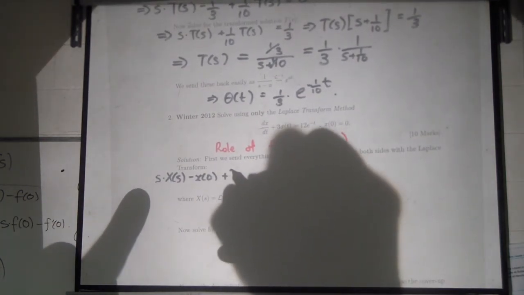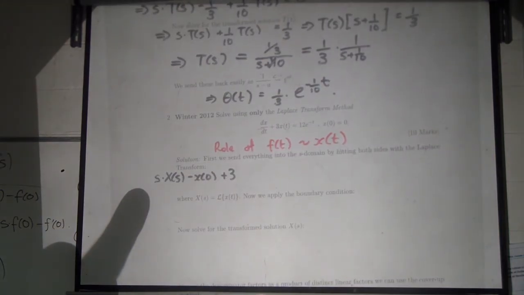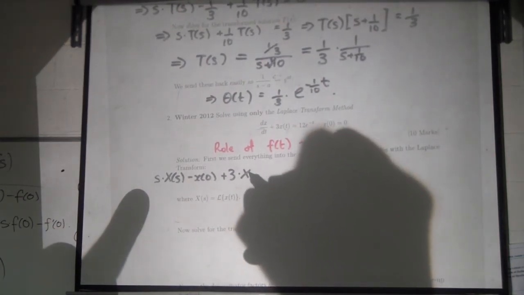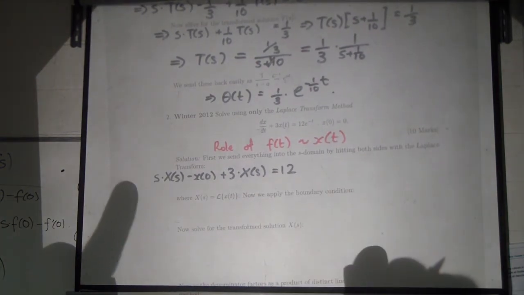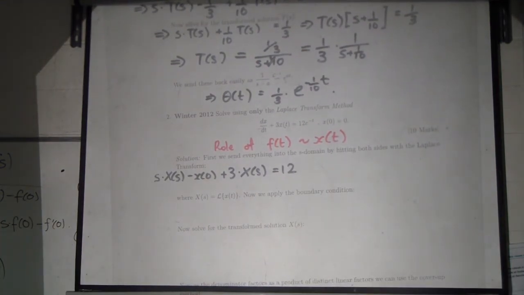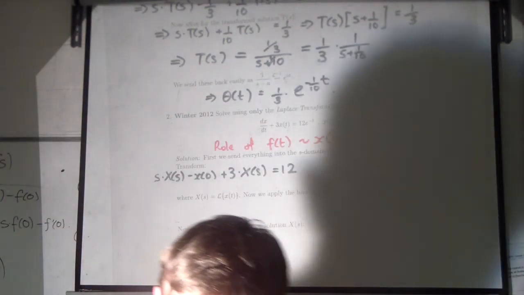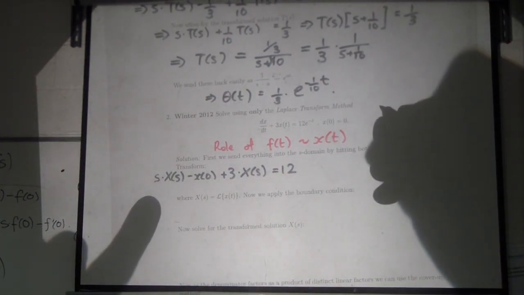Plus 3 times what little x of t gets sent to, big X of s, equal to 12 times what e to the minus t gets sent to, 1 over s plus a. And what's your a? My a is 1. I'll just write that over here. So e to the minus t.